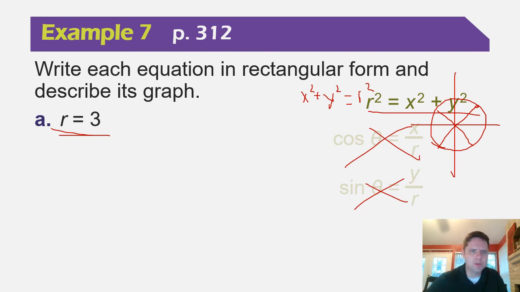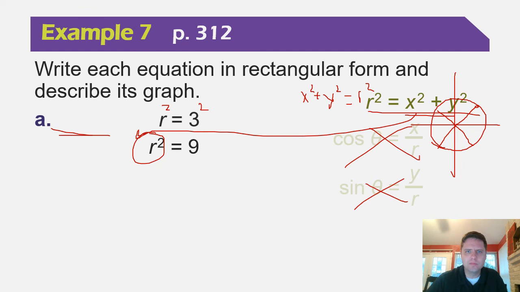Well, if I square both sides, it would be r squared equals 9, right? Because 3 squared would be 9. And now I have an r squared. And for the r squared, I can now plug in x squared plus y squared and get x squared plus y squared equals 9. And that is the equation of a circle centered at the origin with a radius of 3.